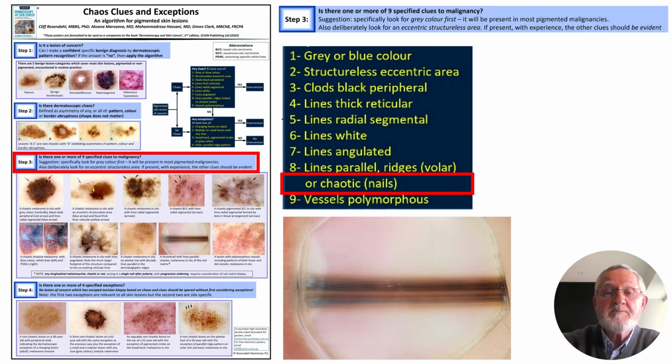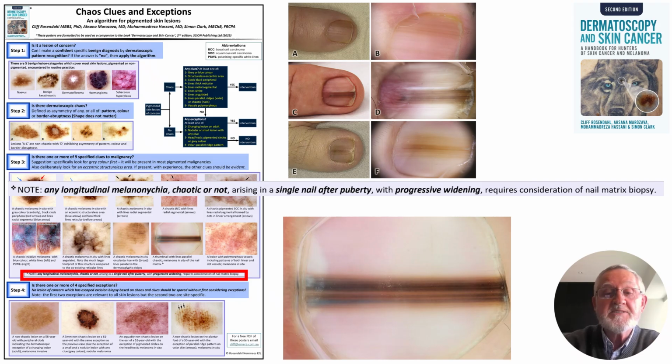And lines parallel chaotic on the nail plate, indicating a melanoma in the nail matrix. Now, in this particular case, the lines are chaotic. They're varying in width, interval, and color. But it's really important to understand that that is not necessary. In fact, any longitudinal melanonychia, chaotic or not, arising in a single nail, that's 1 out of 20, after puberty with progressive widening requires consideration of nail matrix biopsy.